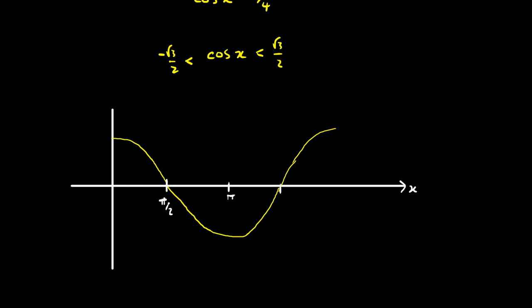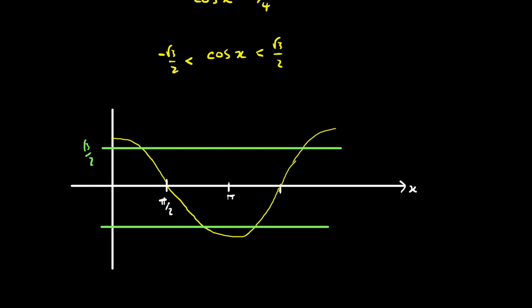This is the x-axis. Now, we want our cos x to be less than root 3 upon 2. So I'm going to draw a line that is y equals root 3 upon 2. So that's going to be that line there. Okay, so that's y equals root 3 upon 2. And we also want to be greater than minus root 3 upon 2. So I'm going to draw another line. It'll be like that, I guess. Hopefully that's good enough. And that's going to be minus root 3 upon 2.